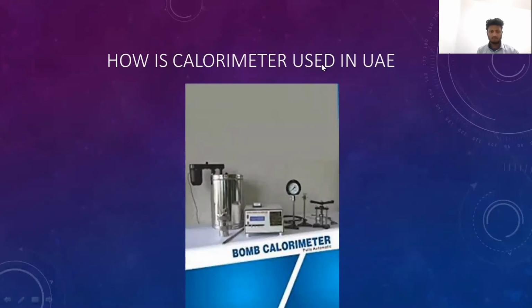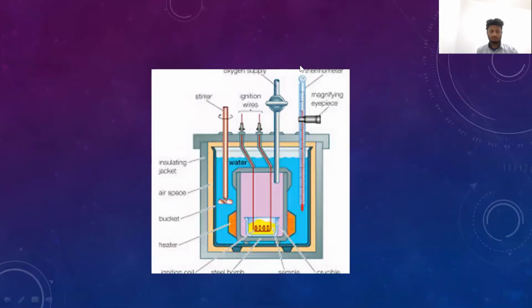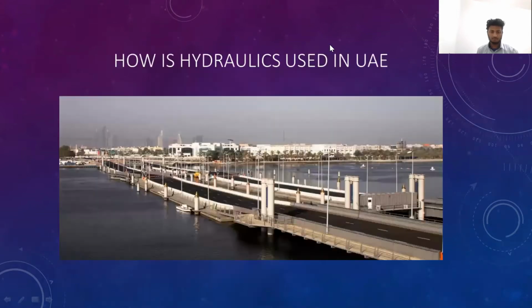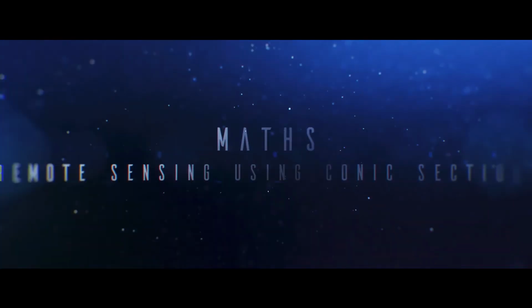Now I will be presenting how the calorimeter is used in the UAE. Calorimeters are used in Ras Al Khaimah by green buildings and solar calorimeters. They help us to reduce energy consumption and use renewable energy. We also use hydraulics in the floating bridge in Dubai. This bridge helps us to reduce traffic. Moving on to our second project, maths.